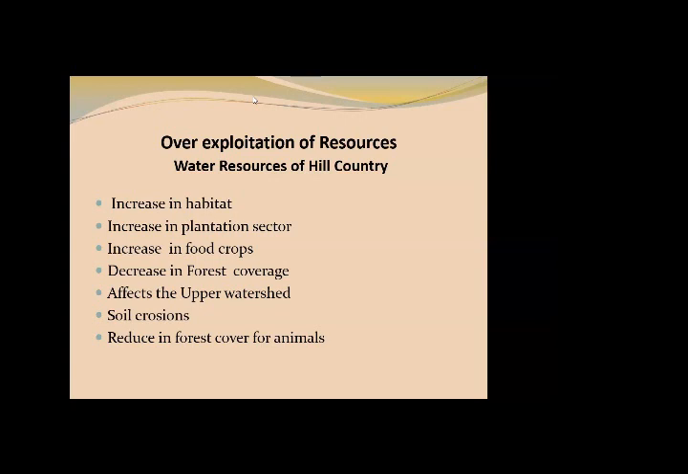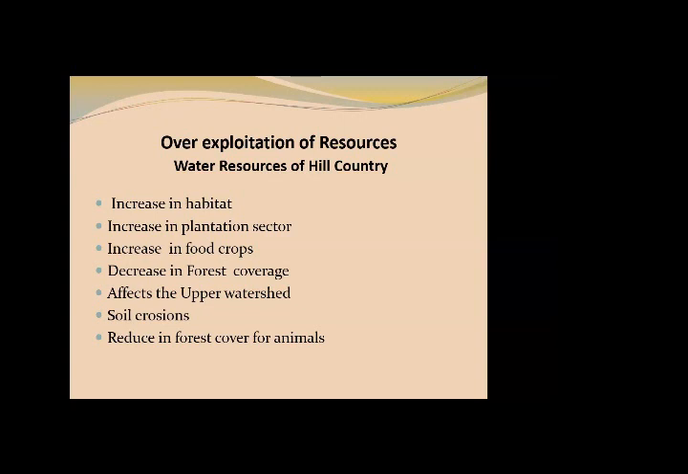Now, let's take the water resource of hill country. We also use the term upper watershed. We use this term for upper watershed because that is the origin of our rivers in the hill. So we always see that as a major resource. Now, what has happened to our country?